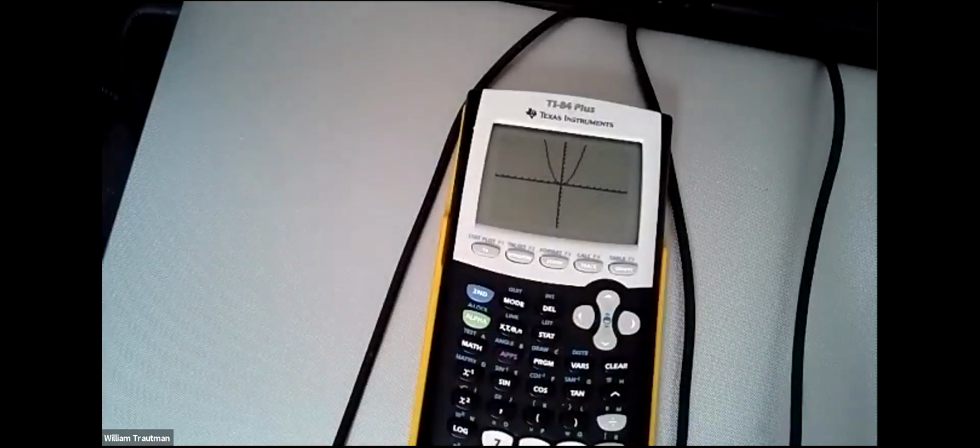No, you don't need to buy a graphing calculator. This thing's $150. You don't need a graphing calculator.